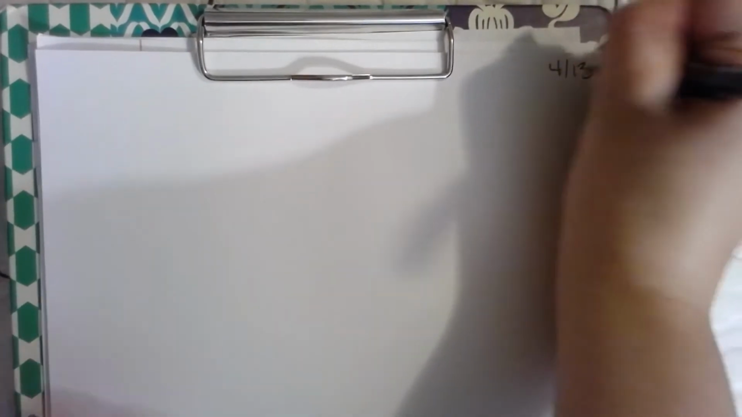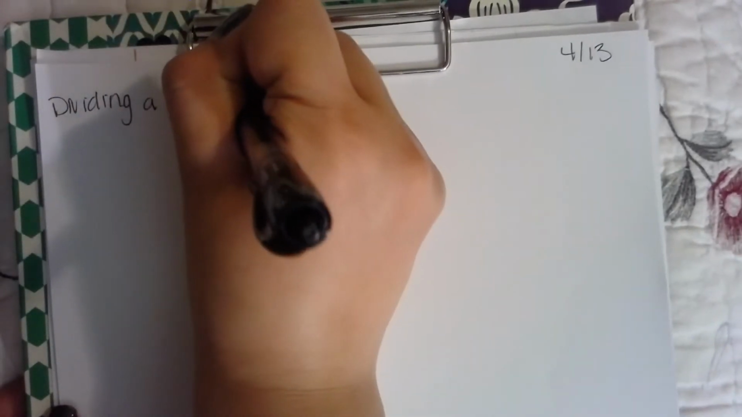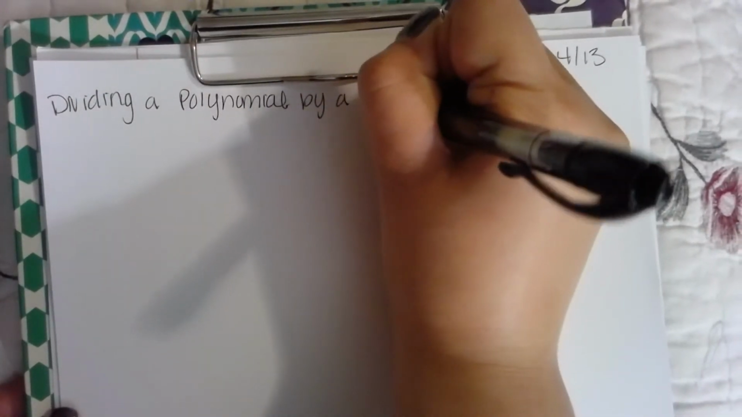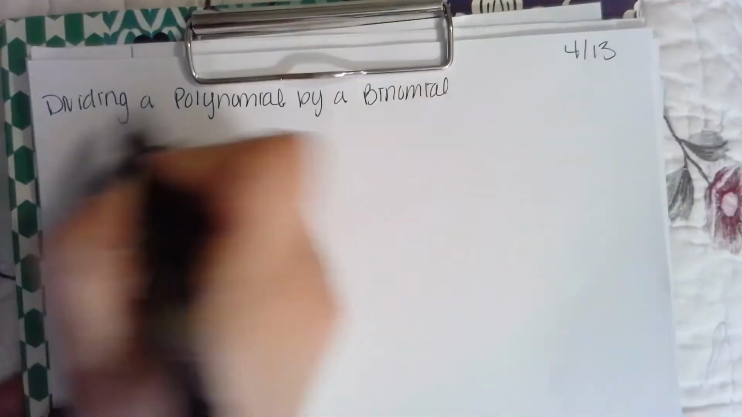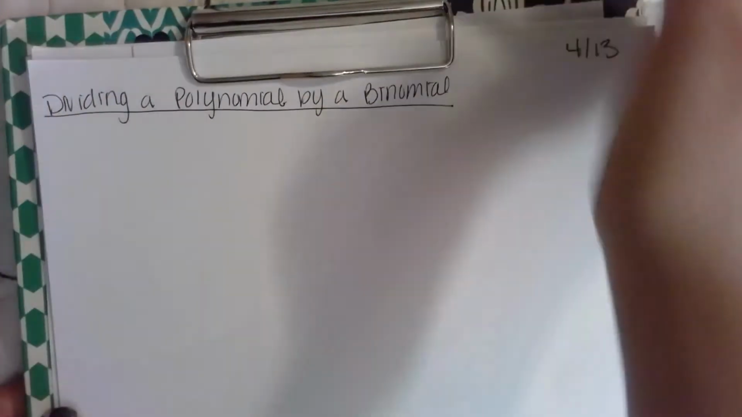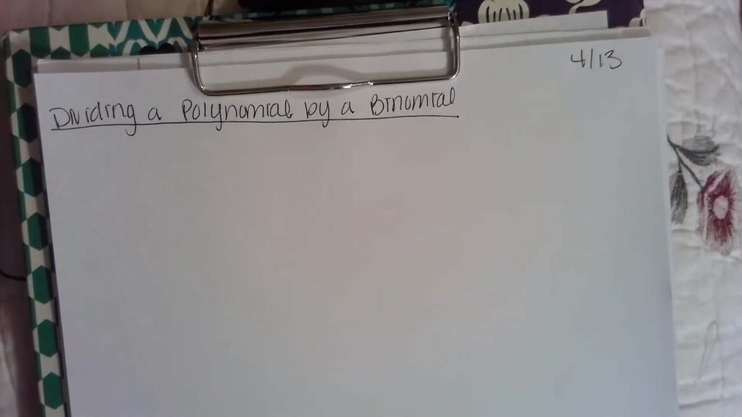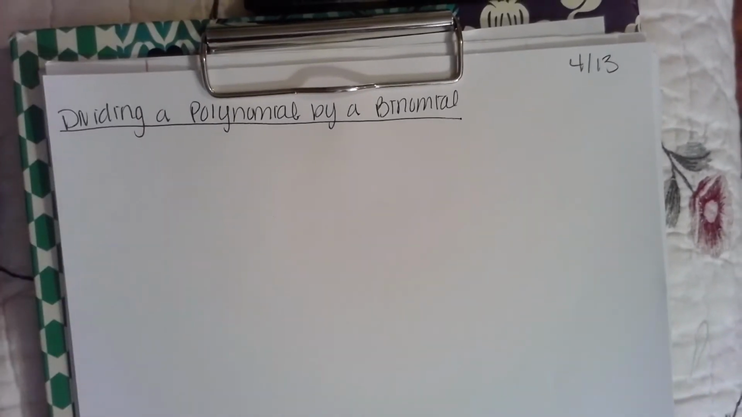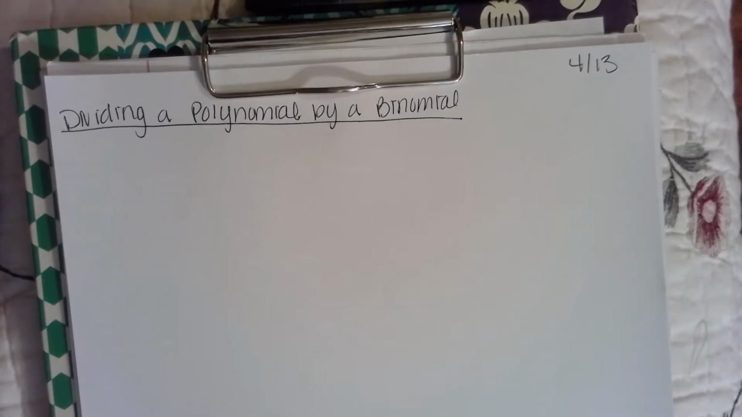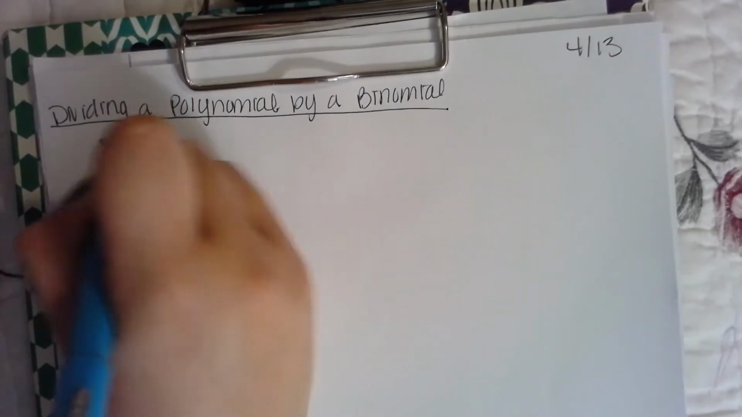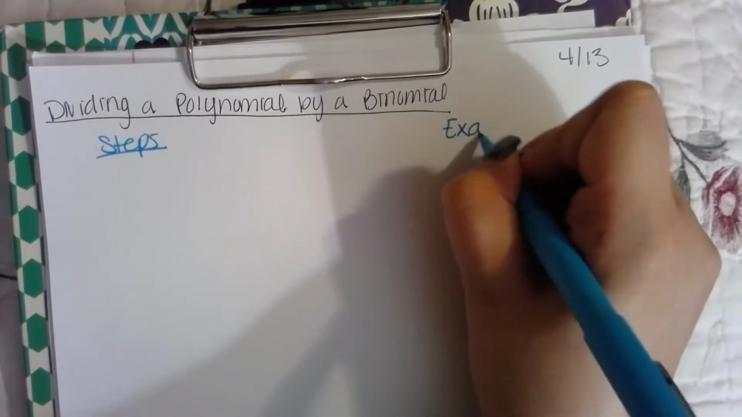So today's the 13th. This one is all about dividing a polynomial by a binomial. Okay. So we're going to have steps to do this, followed by an example.